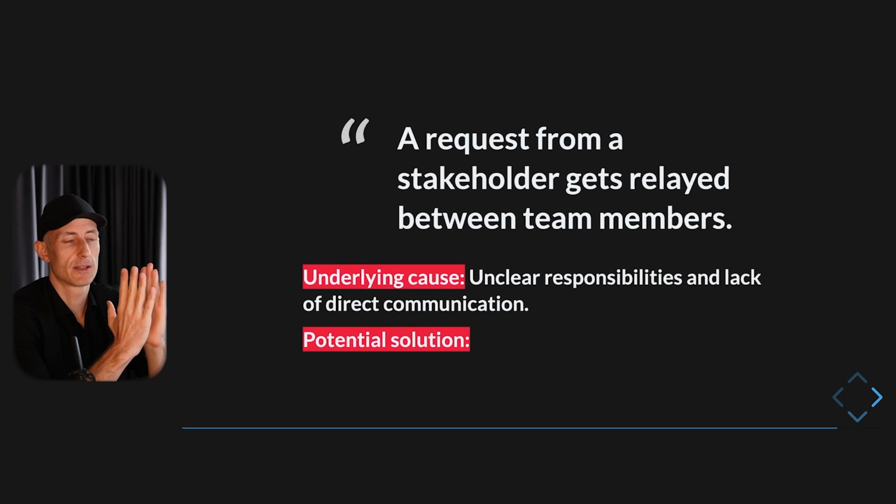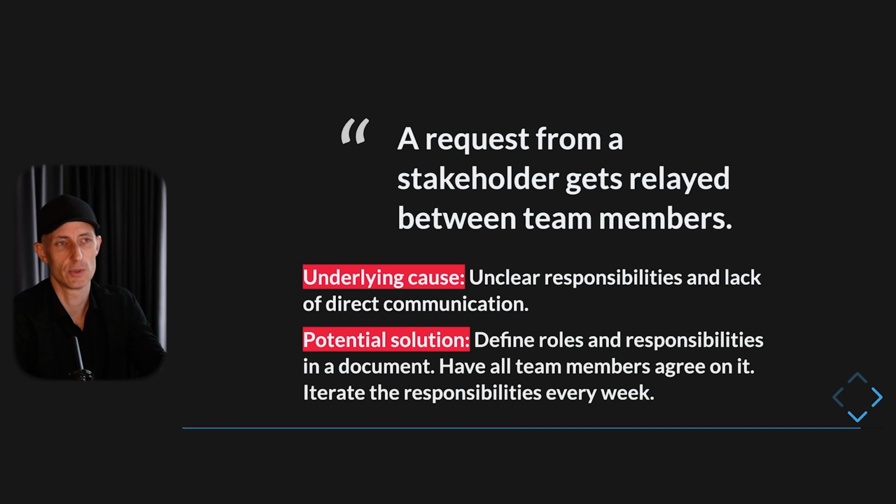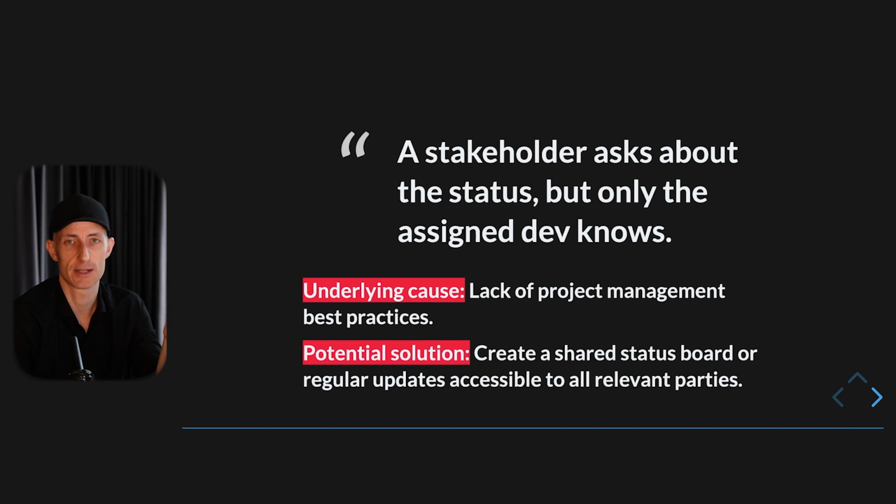A symptom I've sometimes encountered is that a stakeholder wants some information, and then the team member gets asked and doesn't know, so they ask the next person. Those things are just a problem of the actual information flow and the hierarchy. So we need to define clear roles and responsibilities in a document, and the document needs to get reviewed, ideally every week, so that everybody's on one page. And the last problem: a stakeholder asks about the status, but only the assigned dev knows. If that happens, it's a problem of the process, meaning we need to create a clear ticketing system where all the tasks are there and continuously updated. If they're not continuously updated, it's a lack of discipline on the developer side, and this can also be taught.